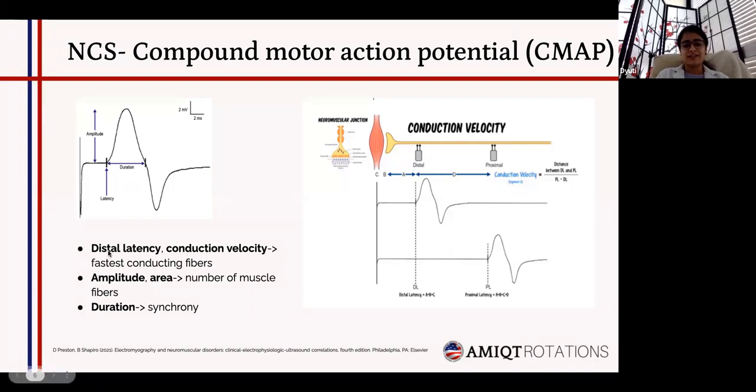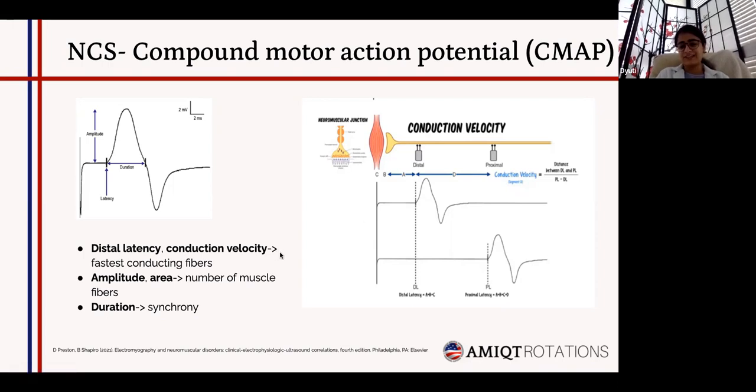Okay, so these 5 parameters and what they actually mean. The distal latency and the conduction velocity represent the fastest conducting fibers. So they give us an idea of the time it takes for the fastest nerve fibers in a nerve to travel to get the response. The amplitude and area tell us about the number of muscle fibers that are activated, and the duration tells us about the synchrony of firing of the muscle fibers.